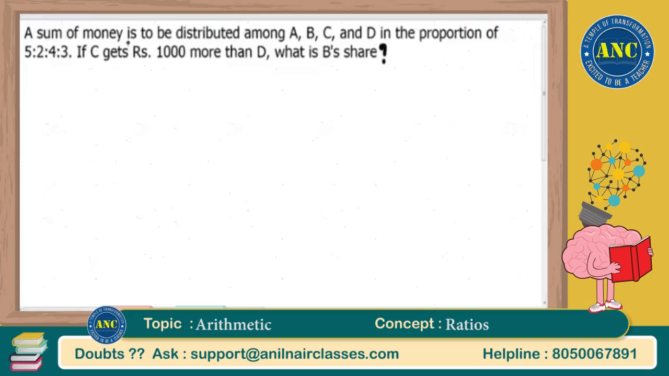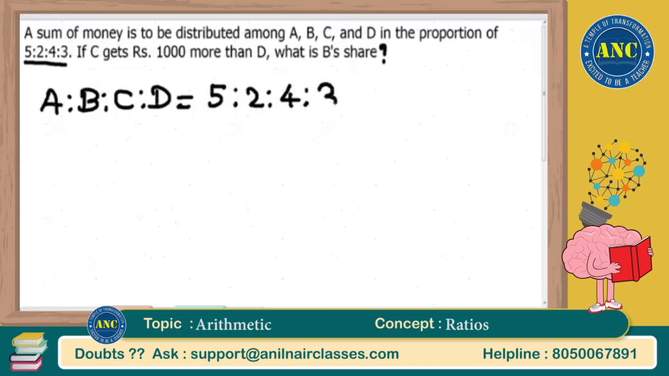A sum of money is to be distributed among A, B, C and D in the proportion of 5 is to 2 is to 4 is to 3. That means there are 4 people, A, B, C, D. The money is distributed in this ratio 5 is to 2 is to 4 is to 3. That is the first concept. Second statement is, if C gets 1000 rupees more than D, that means according to the question, C is getting 1000 rupees more than D.